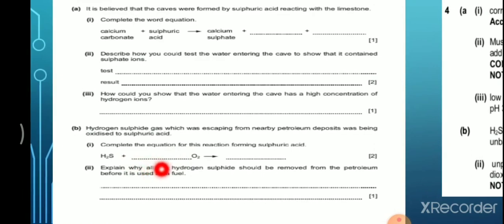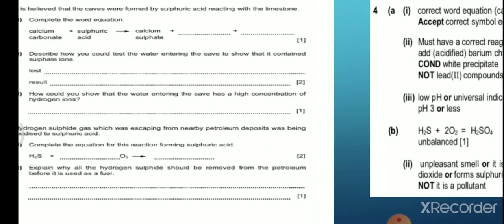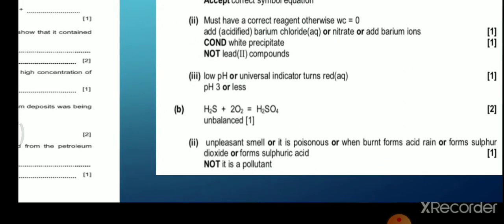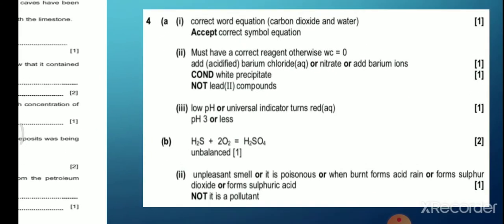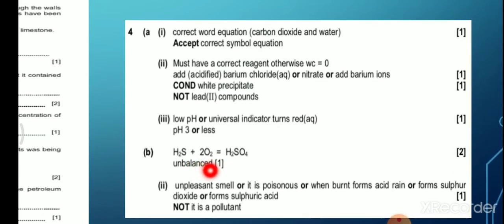Explain why all the hydrogen sulfide should be removed from the petroleum before it is used as fuel. The answer is, you should remove all the hydrogen sulfide before burning it because of unpleasant smell.